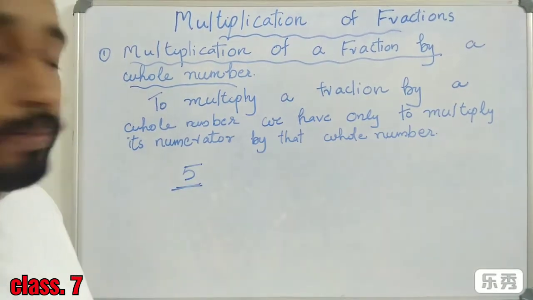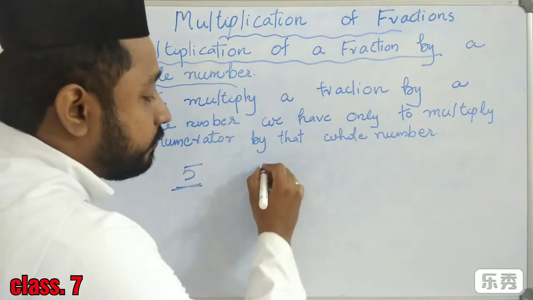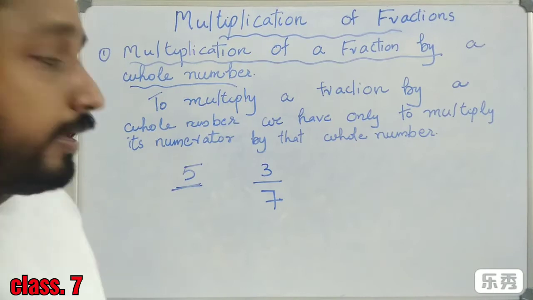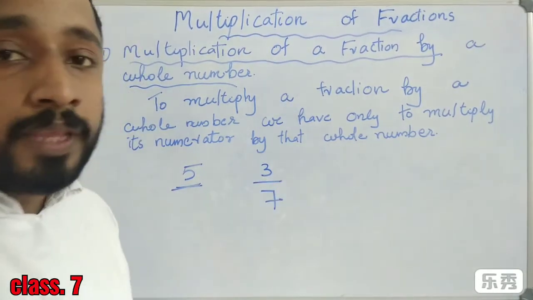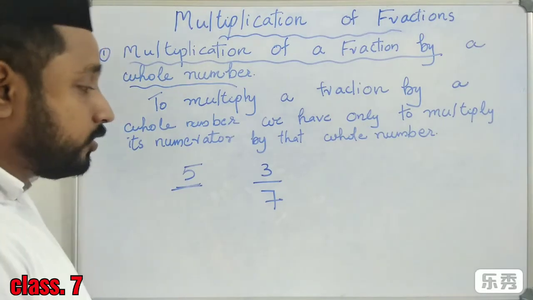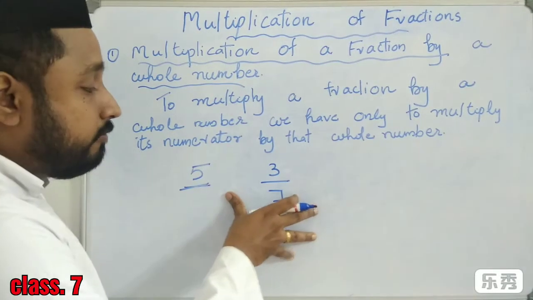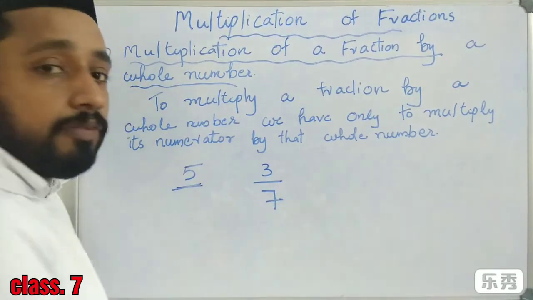5 is a whole number. So 5 is the whole number, and I am going to take 3 by 7. 3 by 7 is a fraction. 3 is the numerator and 7 is the denominator. So we are going to multiply a whole number with a fraction, 5 and 3 by 7. 5 is a whole number and 3 by 7 is a fraction.